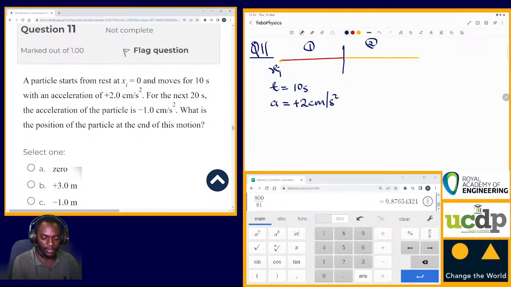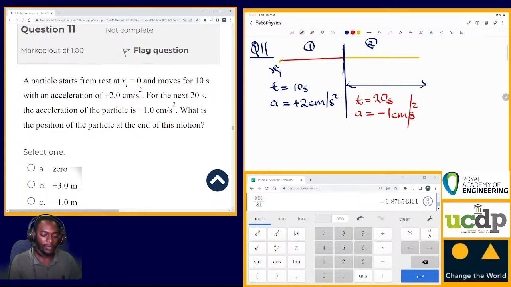Okay, so from this point right up to this point, for the second part of the journey, the time taken for the second part of the journey is equal to 20 seconds, and its acceleration is equal to -1 centimeter per second squared. Alright, so that is the information that we've been given.